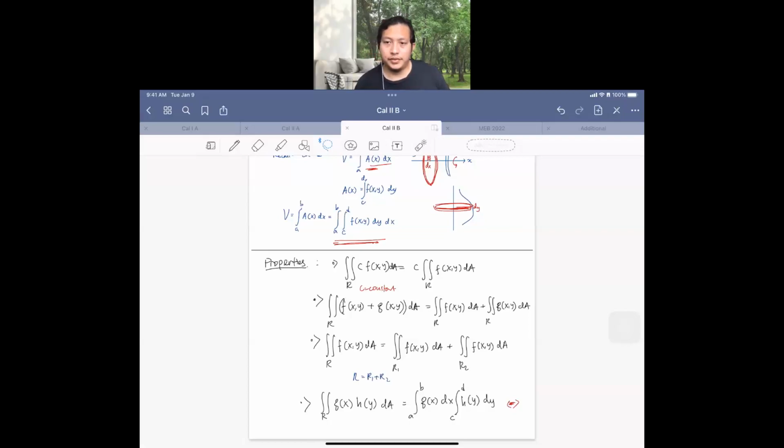Okay, I will move to the next page. If you want to screenshot, the first three properties are, I think, familiar. It's similar to what we have in Calculus 1, right, in the single integral. But the last one is unique to our double integral in this chapter. Okay, let me go through the next section.